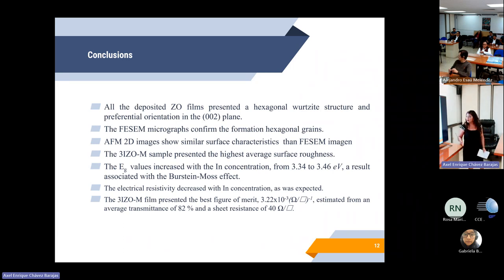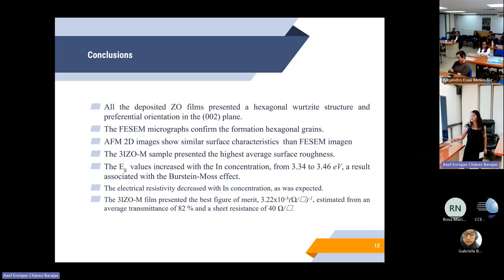Conclusions. All the deposited zinc oxide films doped with indium presented the hexagonal wurtzite structure with preferential orientation in the 002 plane. The scanning electron microscopy confirmed the hexagonal grains. The atomic force microscopy 2D images showed similar surface characteristics. The zinc oxide doped with 3 atomic percent sample presents the highest average surface roughness.